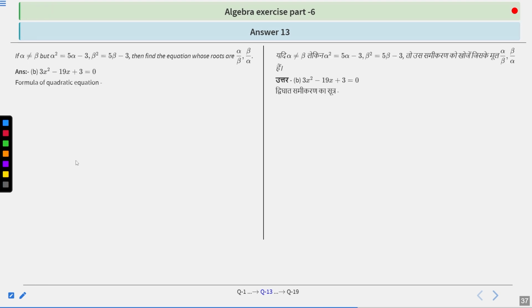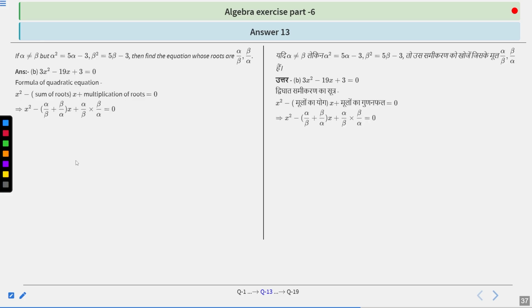Now, the formula of the quadratic equation is x square minus sum of roots into x plus multiplication of roots equal to 0. So x square minus sum of roots, which is alpha upon beta plus beta upon alpha, into x plus multiplication of roots, which is alpha upon beta into beta upon alpha, because the roots were alpha upon beta and beta upon alpha according to the question. Now putting the values, we get x square minus alpha upon beta plus beta upon alpha, which can be written as alpha square plus beta square upon alpha into beta, into x plus alpha upon beta into beta upon alpha, which is 1, equal to 0.